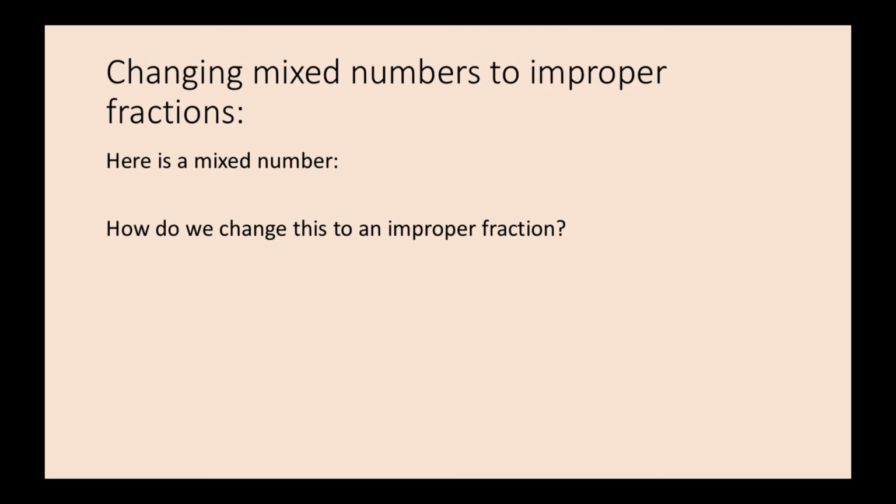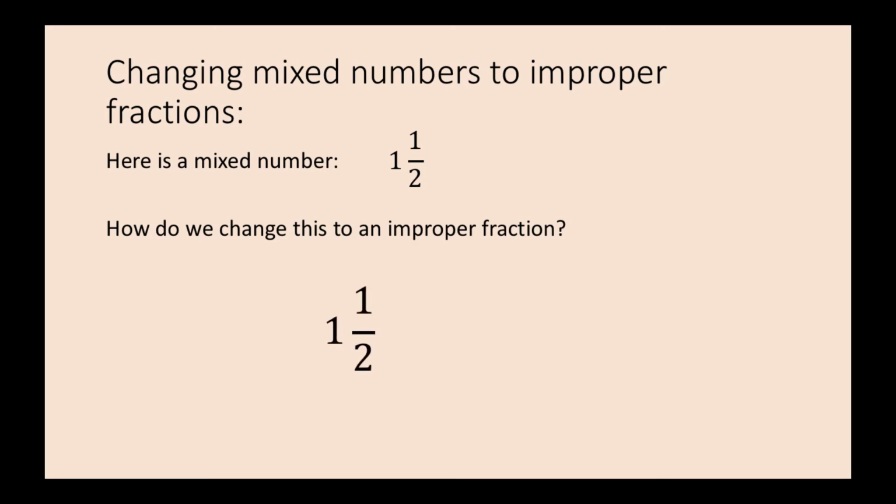Now we're going to move on to changing mixed numbers to improper fractions. So let's take a mixed number. This is a mixed number because we have a whole number and a fraction. And how would we change this from a mixed number to an improper fraction, meaning how would we put the number on top bigger than the number on the bottom and get rid of the whole number.